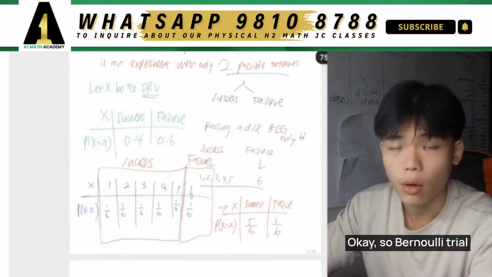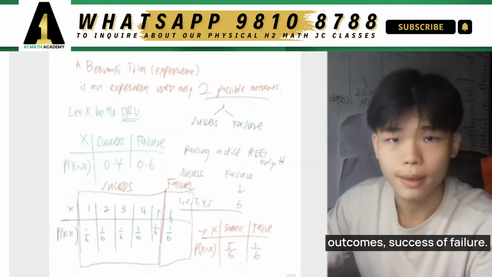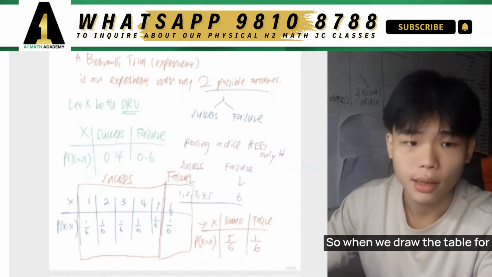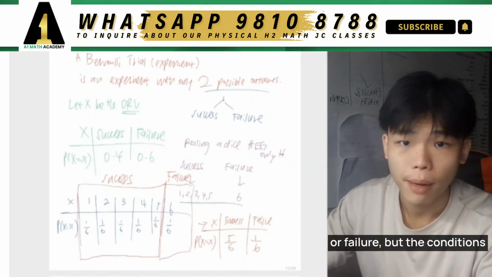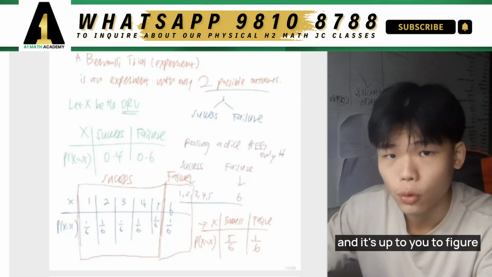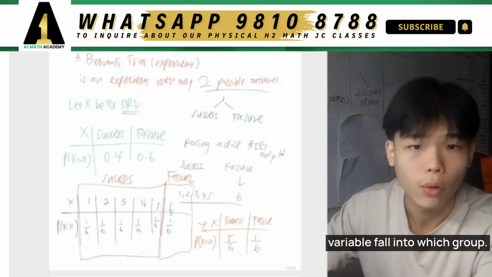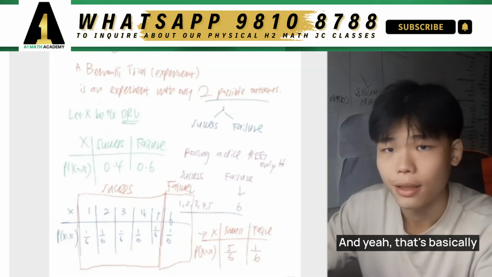So as a recap, a Bernoulli trial is just an experiment with two different possible outcomes, success or failure. So when we draw the table for this, it will just be success or failure. But the condition for success or failure usually will be quoted by the question, and it's up to you to figure out which of the outcomes of the discrete random variable fall into which group. And that's basically what a Bernoulli trial is.